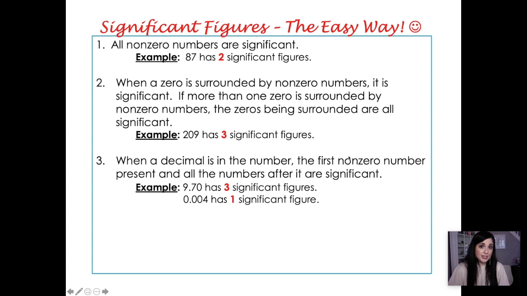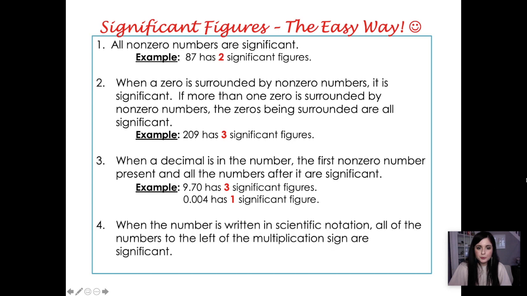As opposed to this number, which has only one significant figure. That's because your first number that's a non-zero is the 4. That number is significant, but because there's nothing after it, there are no other significant figures. Therefore, these zeros in the front act as placeholders. Technically, you can rewrite this in scientific notation, which is why this value has one significant figure.